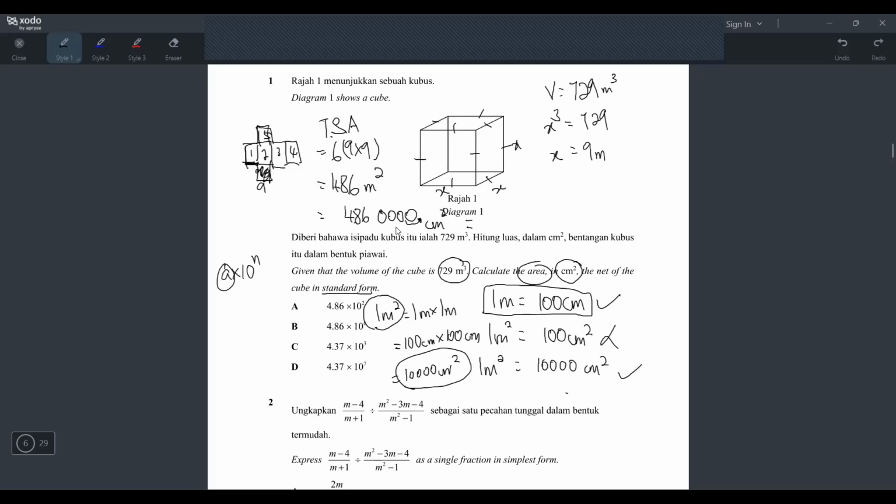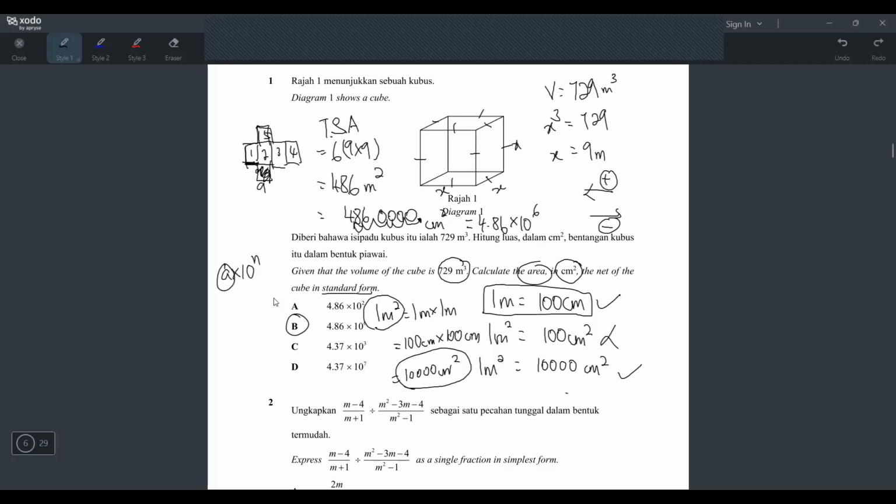So you have to move to the left, 1, 2, 3, 4, 5, 6. So it becomes 4.86 times 10 power positive 6. When you're moving to the left, your power will be plus. When you're moving to the right, the power has to be minus. That's why that is 10 power 6, because you're moving to the left, right? So the answer should be B.